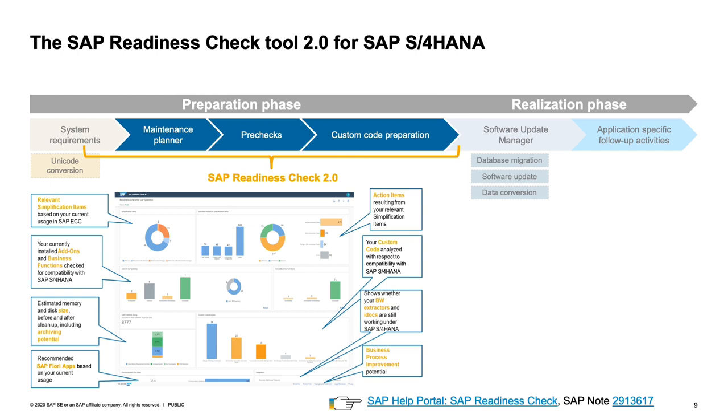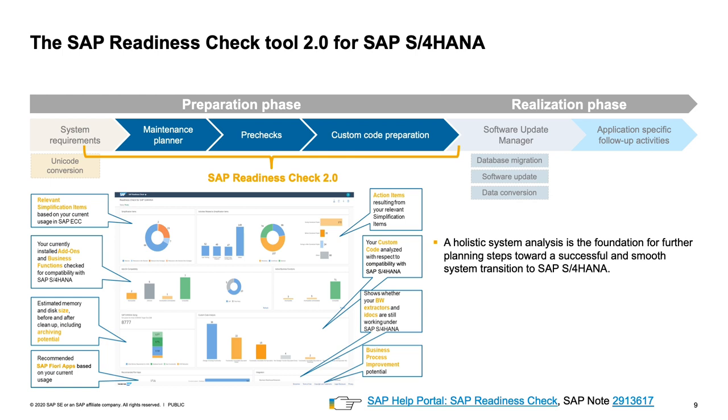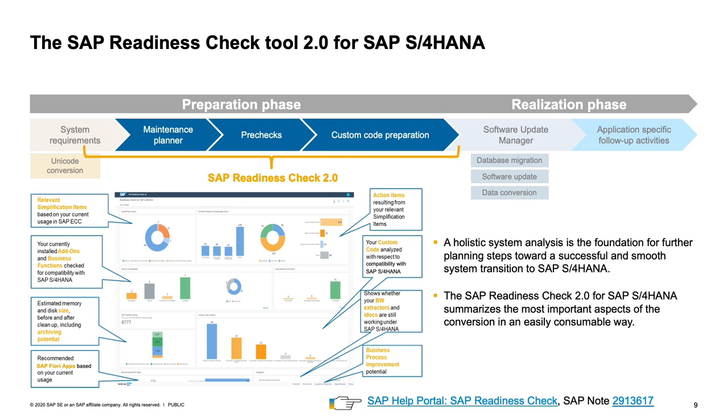It covers checks in your source system, and it's a kind of holistic analysis of your system and is an important point of information for the project planning to know which areas to focus on and to spend time in the project preparation. The most important aspects are covered, and in the sequence of this presentation, we will have a look how the readiness check covers checks that other tools are executing as well.